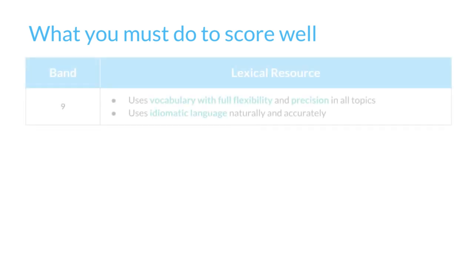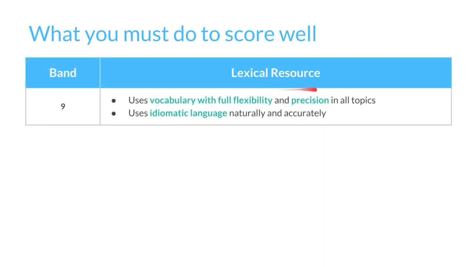Now, what must you do to score well in the lexical resource category? Here we go. If you want to get a band 9, then you have to use a wide range of vocabulary with full flexibility, meaning that it should be easy and natural for you to use a wide range of different words to express yourself in a wide range of different ways. Next, the words that you use should be precise. So that means that you should use words purposefully. You should use them to mean exactly what you want them to mean.